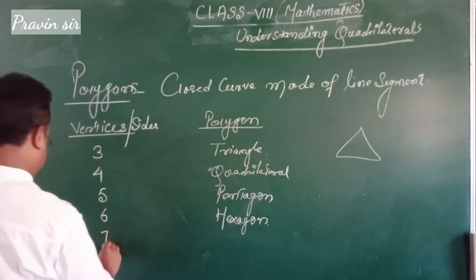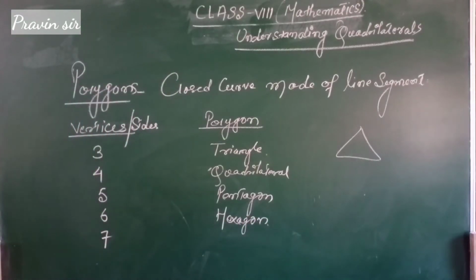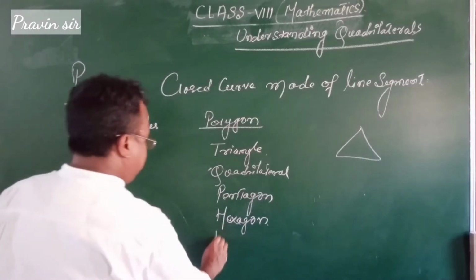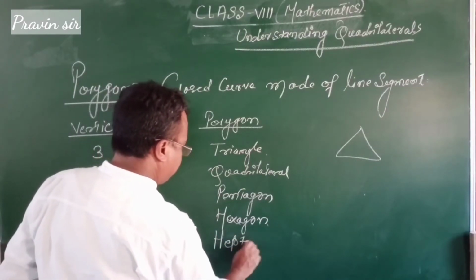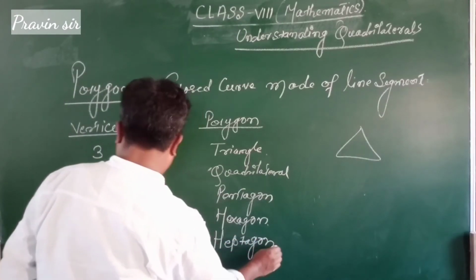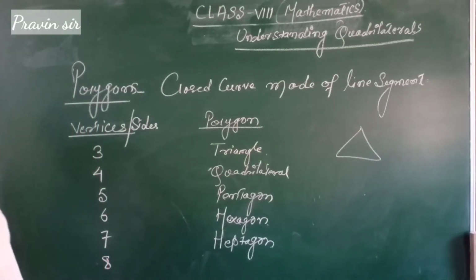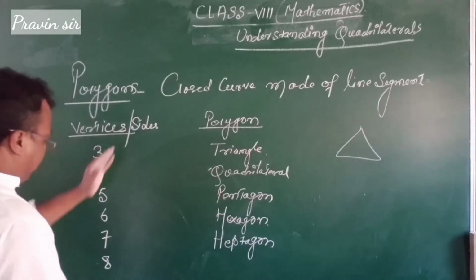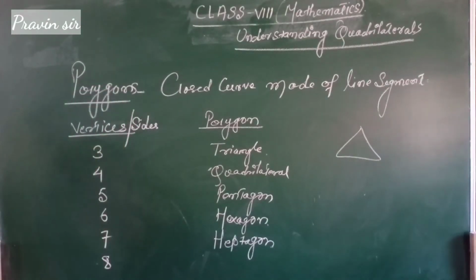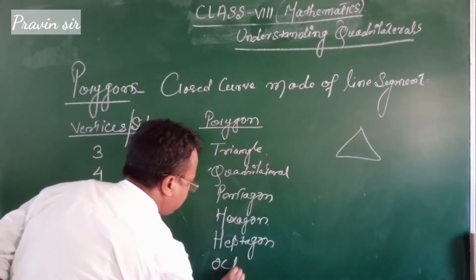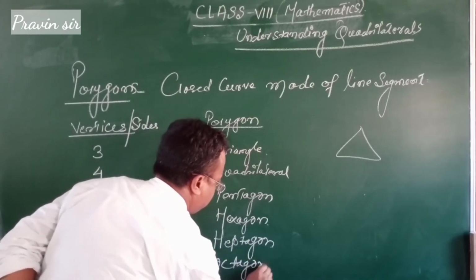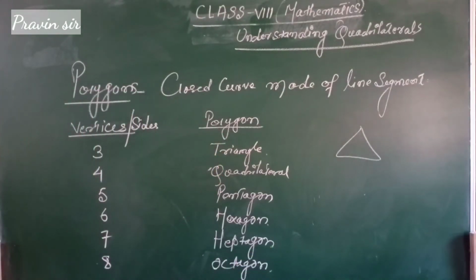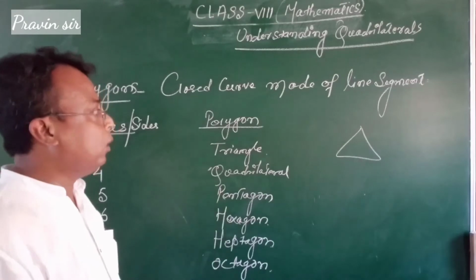If it is made up of 7 sides and 7 vertices, it is called a heptagon. If it is made up of 8 line segments, 8 sides and 8 vertices, it is called an octagon. If it is made up of 9 sides, it is called a nonagon. If it is made up of 10 sides, it is called a decagon.